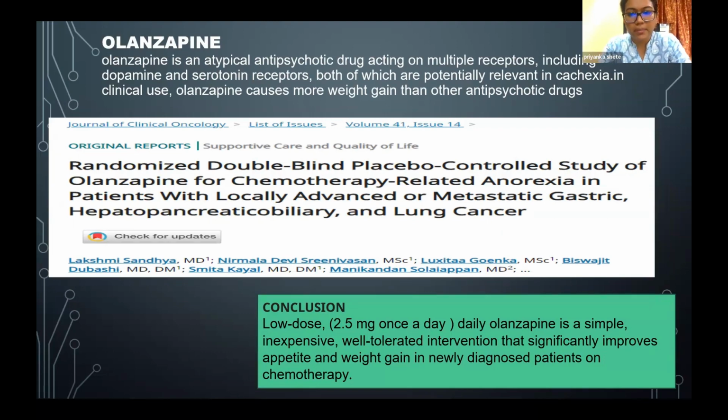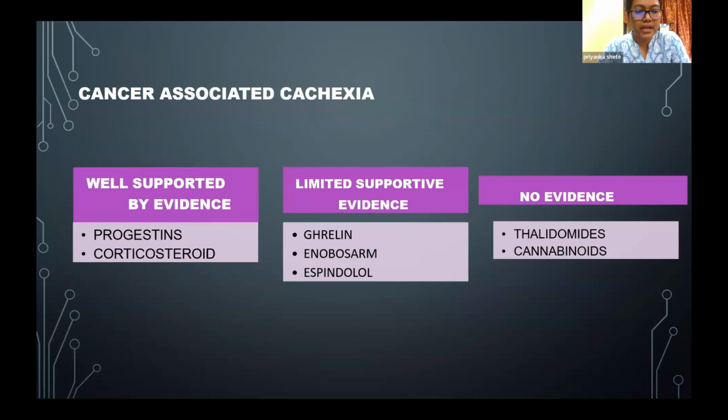The randomized double-blind placebo-controlled study of olanzapine for chemotherapy-related anorexia was done in patients with locally advanced or metastatic gastrointestinal, hepatopancreatobiliary, and lung cancer. The conclusion is that low dose olanzapine, 2.5 mg once daily, is a simple, inexpensive, well-tolerated intervention that significantly improves appetite and weight gain in newly diagnosed patients on chemotherapy. Then, well supported by evidence are progestins and corticosteroids, limited supportive evidence for ghrelin, enobosarm, and spironolactone, and no evidence for thalidomide and cannabinoids.